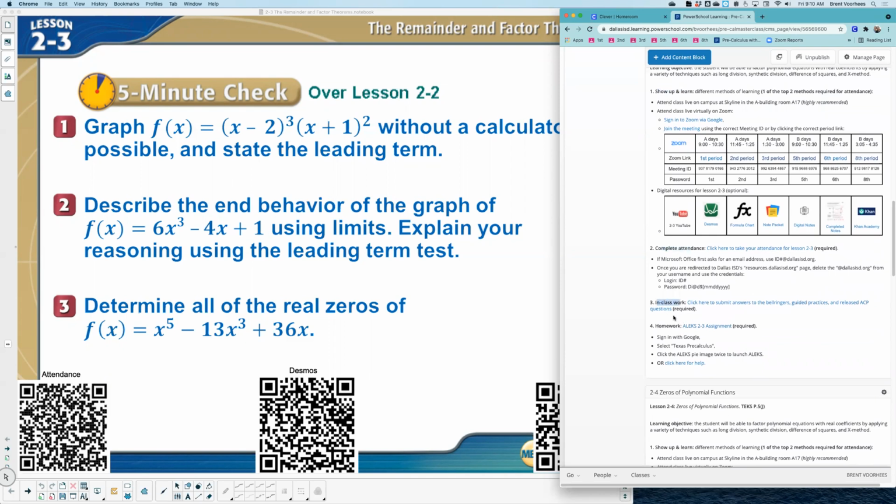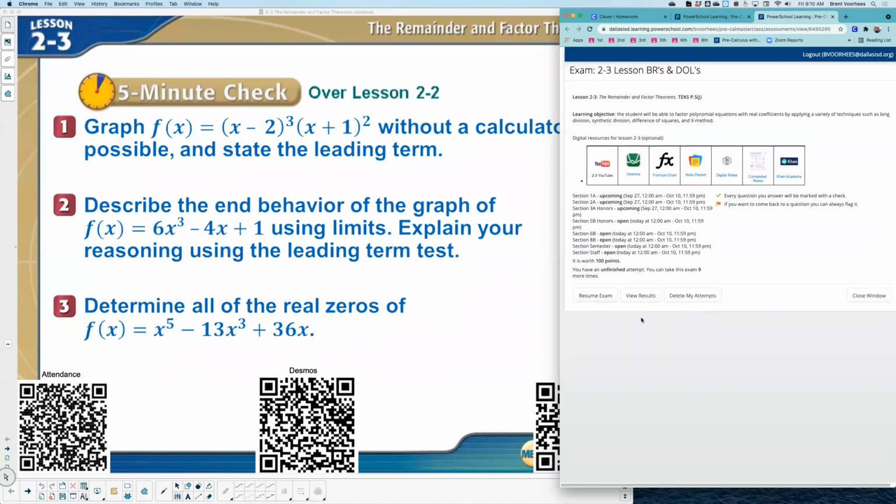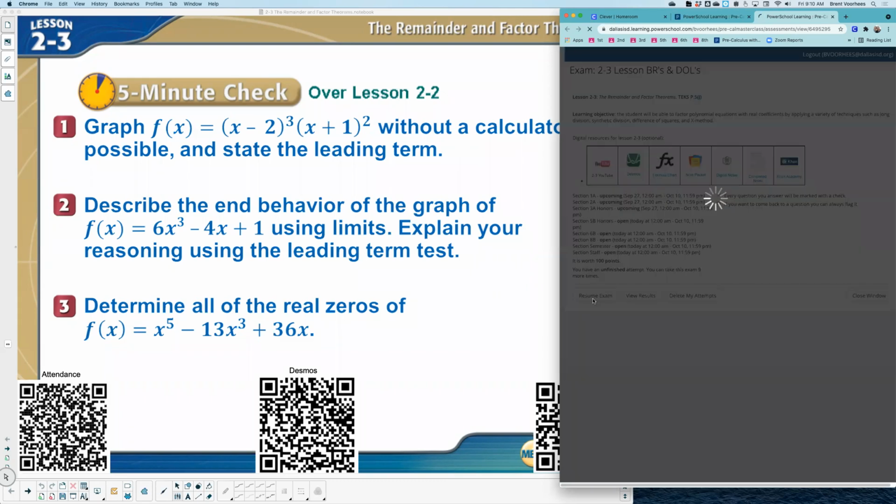And now we're at number 3, in-class work. Go ahead and click that link, and you can start this exam.